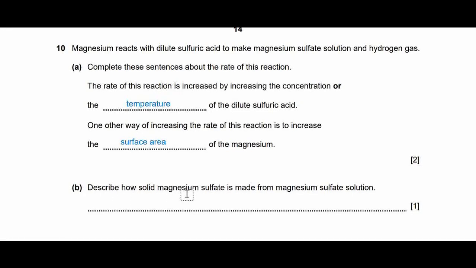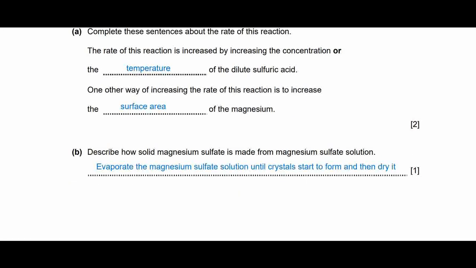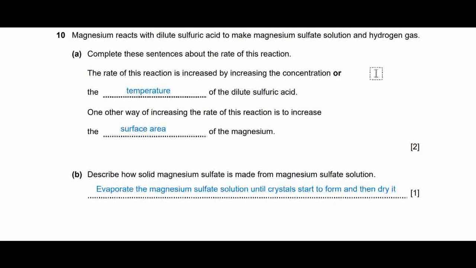Describe how solid magnesium sulfate is made from magnesium sulfate solution. So the solid, we want to obtain the crystal from the solution. 10 seconds. 10, 9, 8, 7, 6, 5, 4, 3, 2, 1, 0. Right, let's open up the answer. Evaporate the magnesium sulfate solution until crystals start to form and then dry. So that's how we get the magnesium sulfate crystals from the solution.